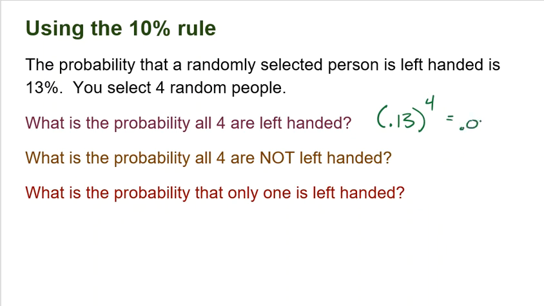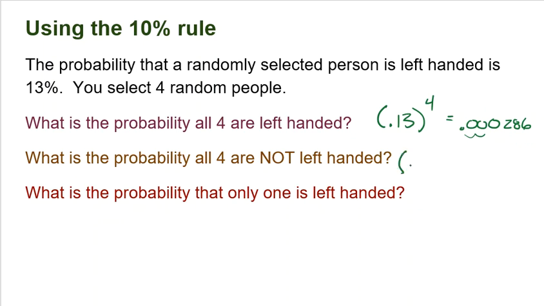It'd be 0.000286. So again, very, very unlikely. If you move the decimal back 2 times, that'd be 0.0286%. Oh my gosh. So very unlikely that you're going to get 4 lefties if you just grab 4 random people. All right, what's the probability that all 4 are not lefties?